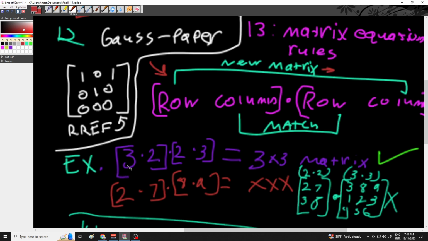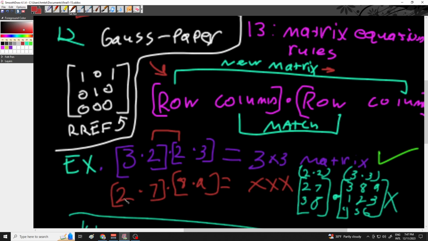Essentially, I explained the examples on here. A 3x2 and a 2x3. This column and this row match, so it's a valid matrix equation. And then the 3 and the 3 form the new matrix. It'd be a 3x3 matrix, which is this one right here.